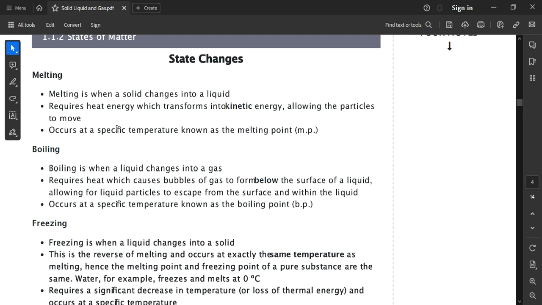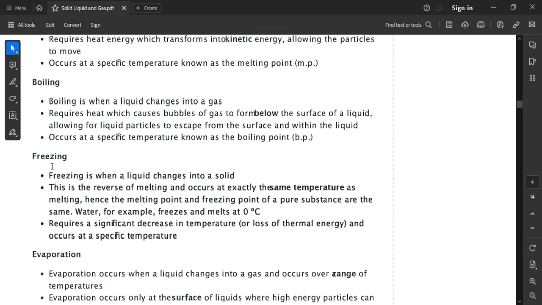Boiling. Boiling is when a liquid changes into a gas. It requires heat, which causes bubbles of gas to form below the surface of a liquid, allowing for liquid particles to escape from the surface and within the liquid. It occurs at a specific temperature known as the boiling point.